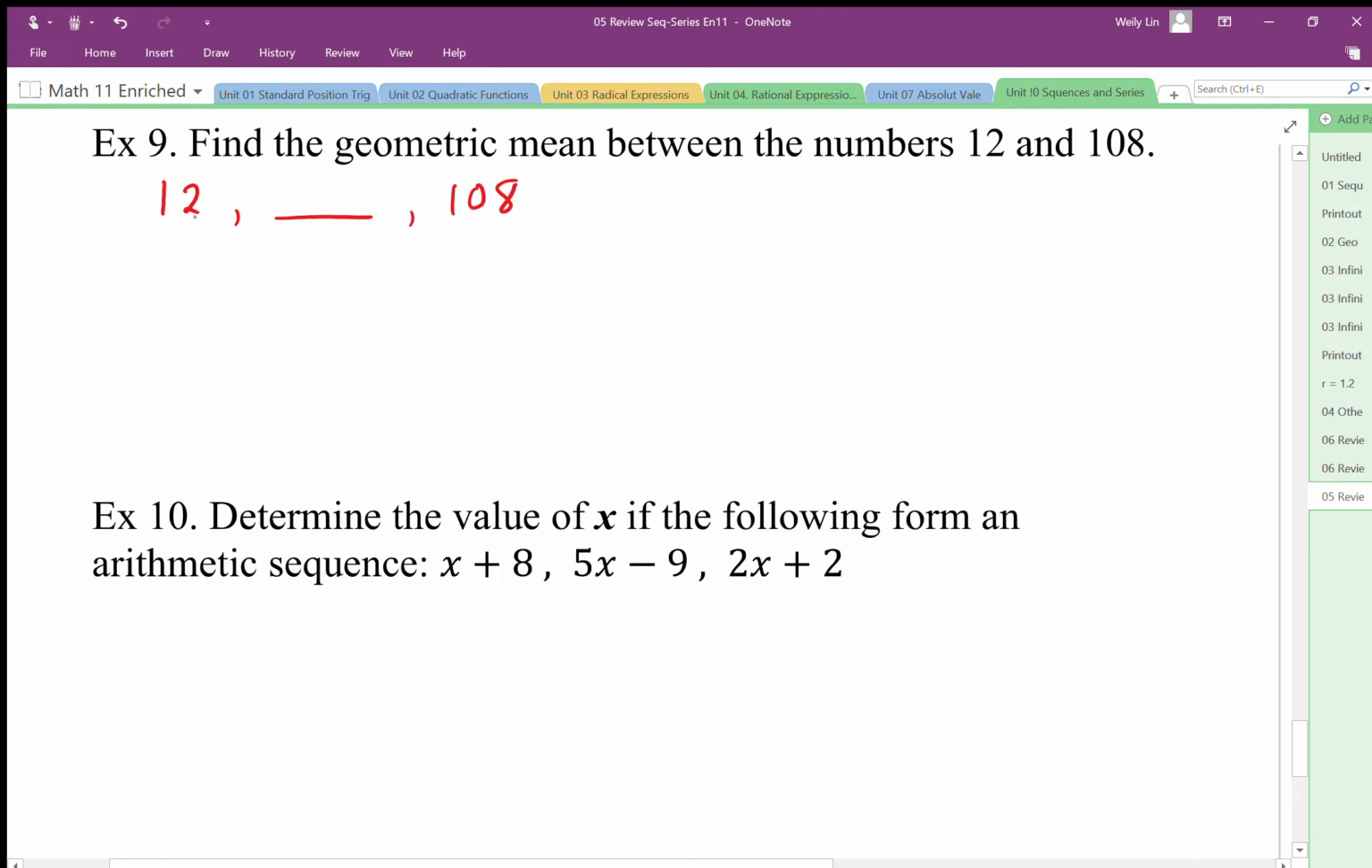We could write an equation, 12 times r goes from 12 to 108, and that would find the r, and from the r then we can use the r to calculate the middle term, which would be the geometric mean, the middle number of a geometric progression. That's one way to do it, so I'll just put that as 1.